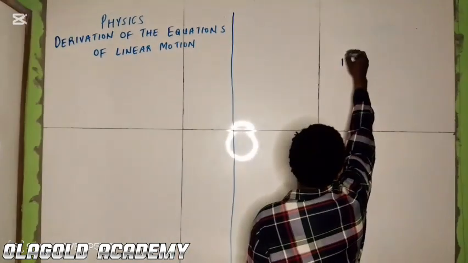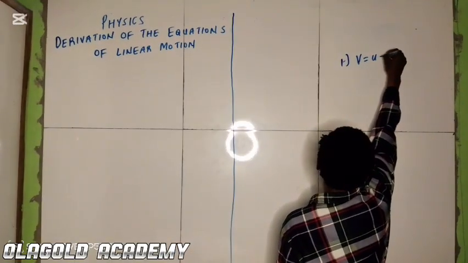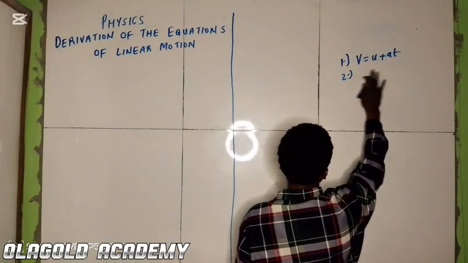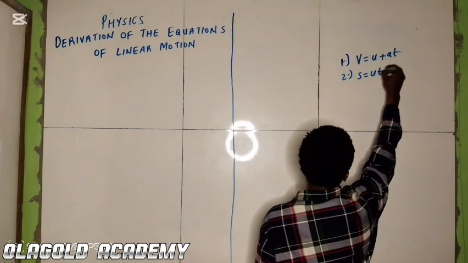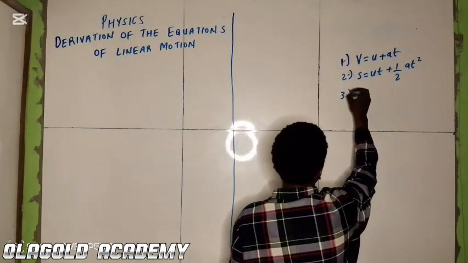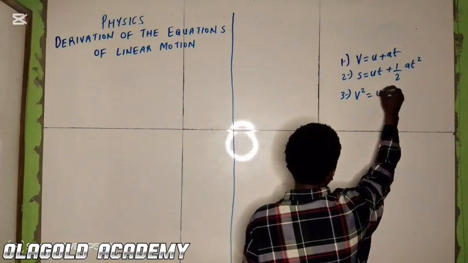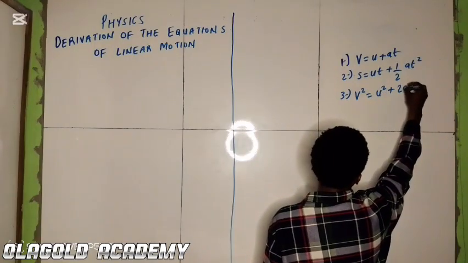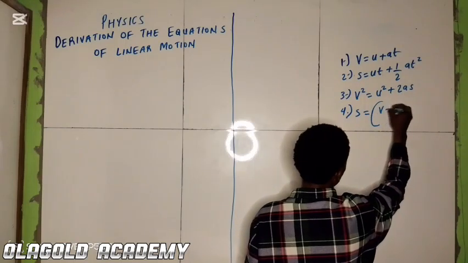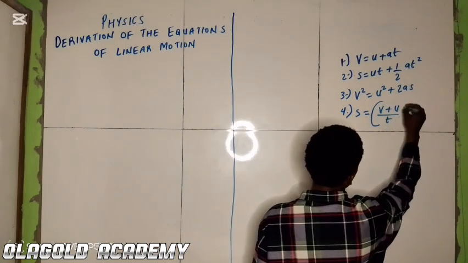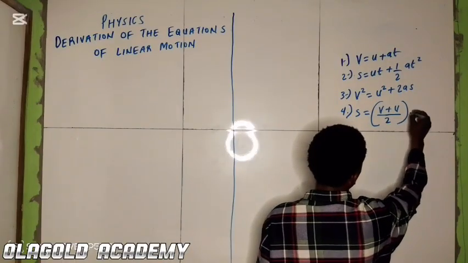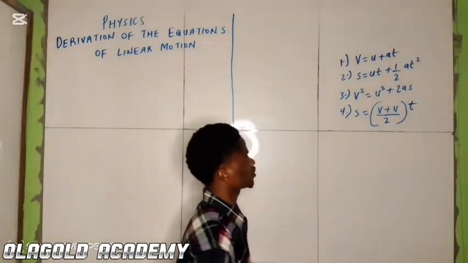The first one, we have V equals U plus AT. Second one, we have S equals UT plus half AT squared. Third one, we have V squared equals U squared plus 2AS. Fourth one, we have S equals V plus U over 2 multiplied by T. We have this.